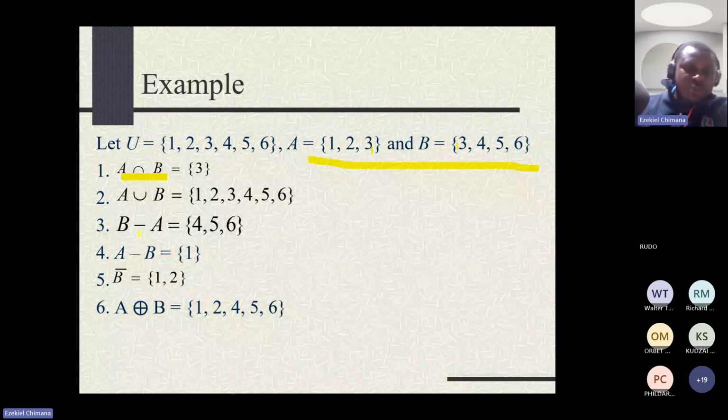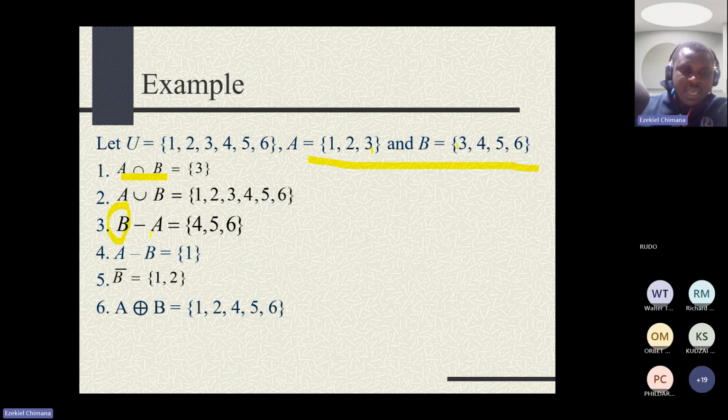And then after that, we've got a B minus A. B minus A, we just want elements only in B subtracting A, which means we want only elements in B but not in A. So if you look at it, this 3 is also in A, so you do not want it. But 4 is not in A, and 5 is not in A, and 6 is not in A. So you're going to get 4, 5, 6.